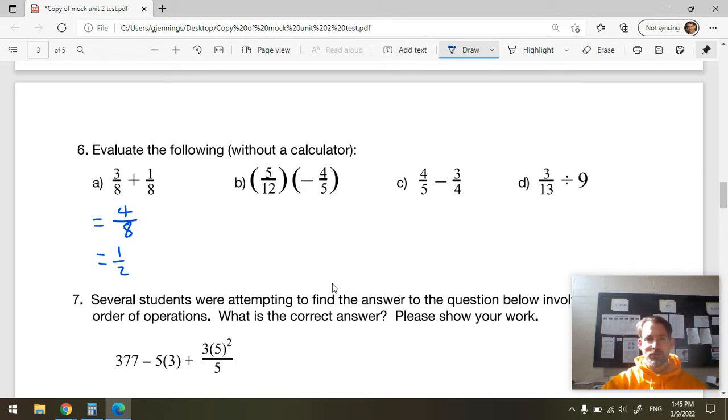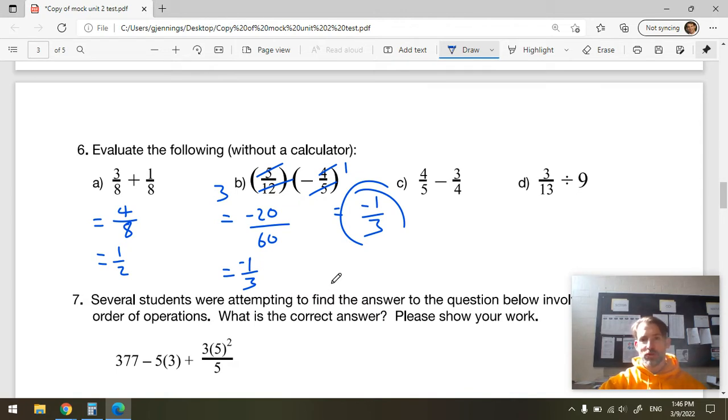All right, 5 over 12 times negative 4 over 5. There's the long way. I'll show you the long way. Top times top. 5 times negative 4, negative 20. Bottom times bottom. 12 times 5, 60. 20 over 60, 2 over 6, 1 over 3. Easy way. 5 cancels 5. Oh, sorry, this is negative 1/3. 4 and 12. I'm going to rewrite 12 as 3 times 4. So that cancels this 4 up here. So this cancels away to 1. So it's negative 1 over 3. Okay, I just do it by canceling right there. And if that confuses you, do it the long way and reduce your fraction.